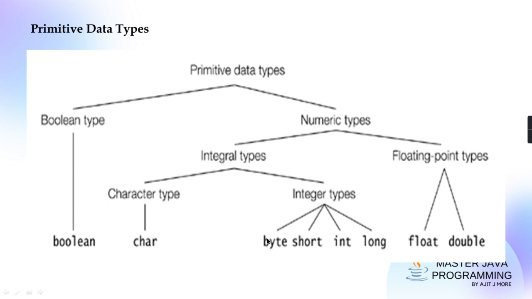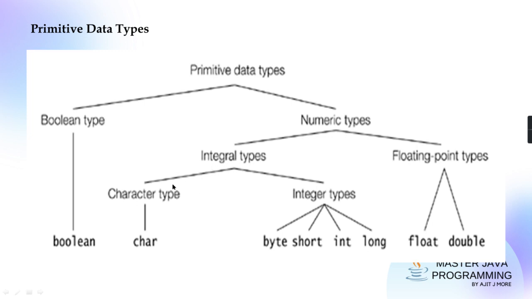Now quickly you can go through this tree of primitive data types. Can you see? There is one special data type called Boolean, which is kept separate. The keyword is boolean. Then the numeric data type. In numeric, there are 2: integral and floating point. Both come under the numeric data type.